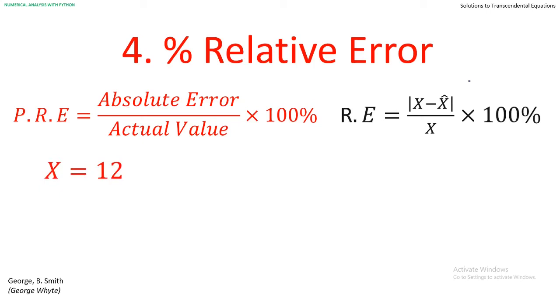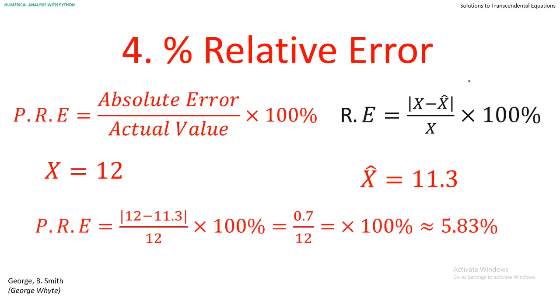If we take our example, x being equal to 12 and x cap being equal to 11.3, you can see here that if you look for the relative error, the actual error is going to give you 0.7. If it's 0.7, the relative error is 0.7 over 12. So 0.7 over 12 times 100% is going to give you approximately 5.83%.